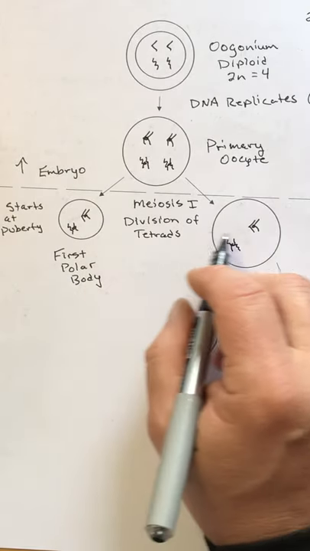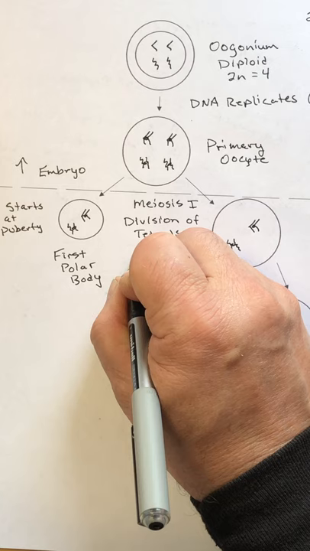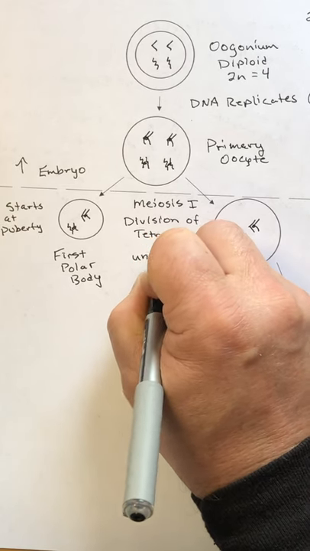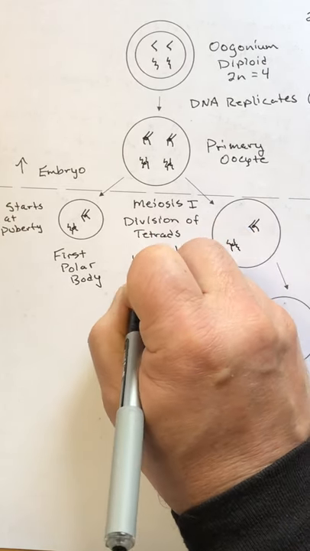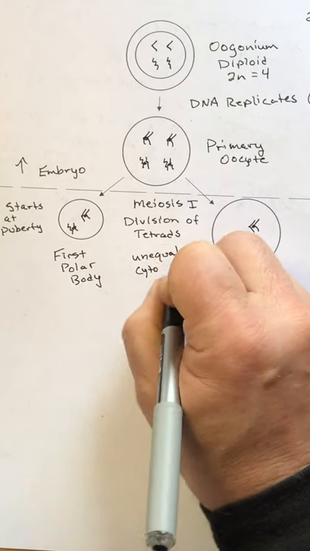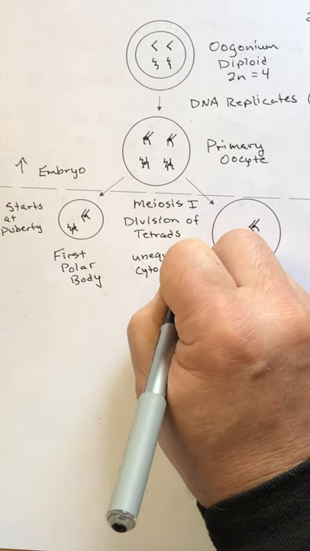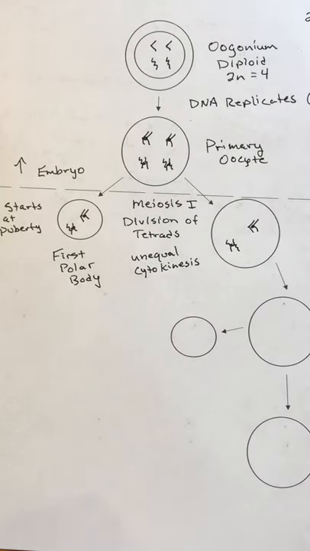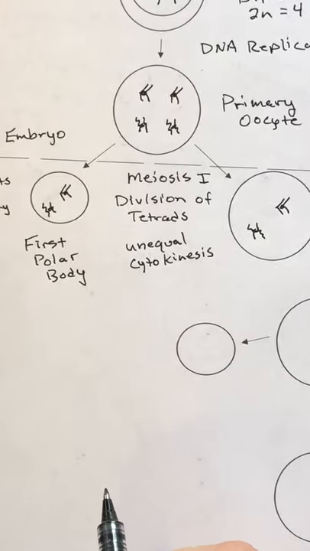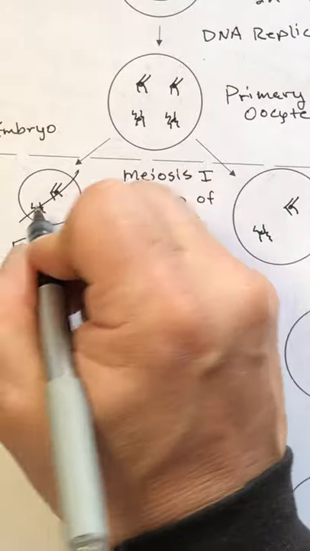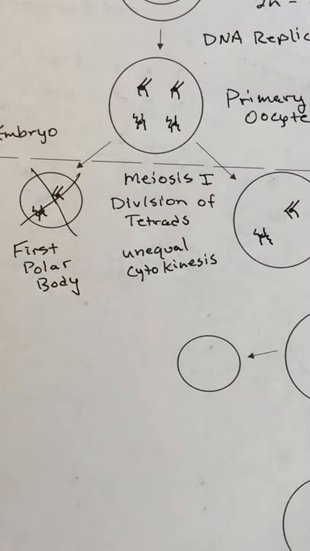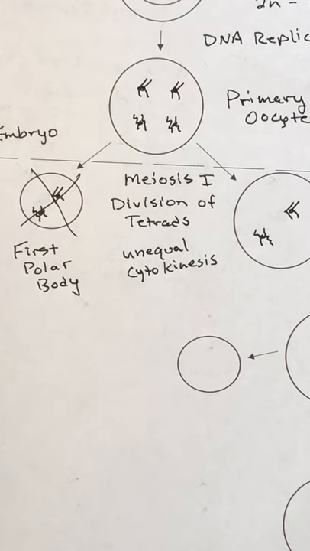Okay, this uneven distribution of the cytoplasm is called unequal cytokinesis. And there's some terms that you should be getting out of your notes and from the lecture material. This first polar body just breaks down. But remember, there's two major processes involved in cell division. There's a division of the nucleus, which is karyokinesis, and then the division of the cytoplasm, which is cytokinesis.